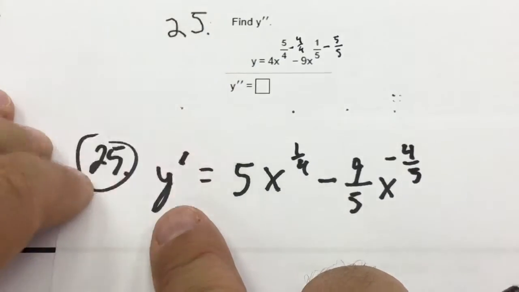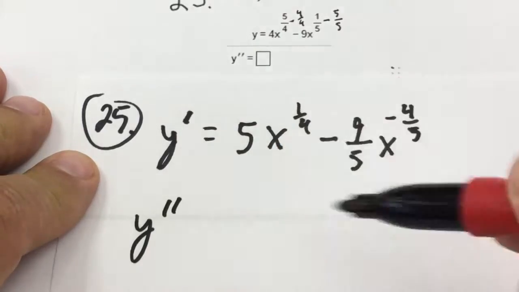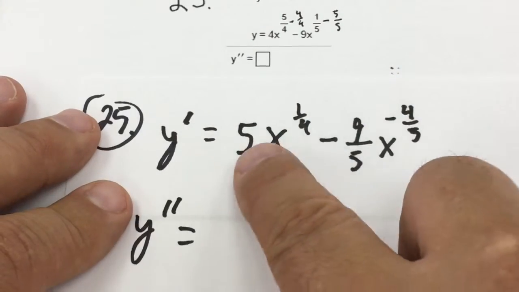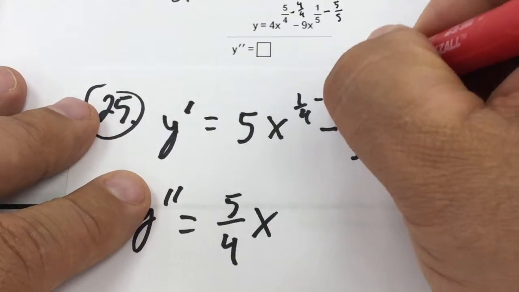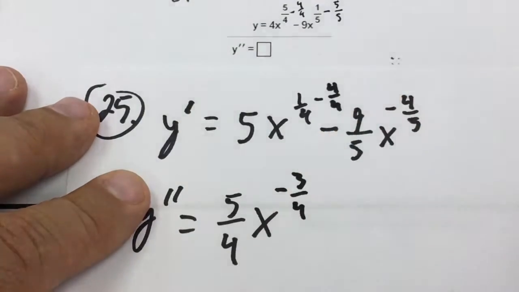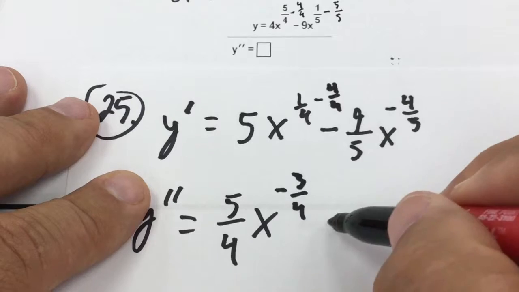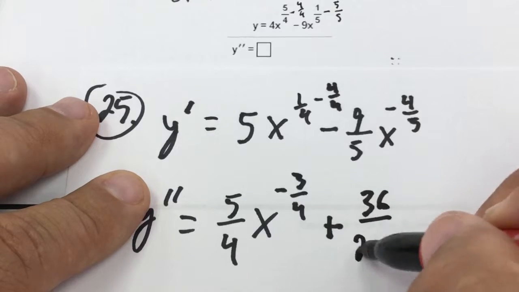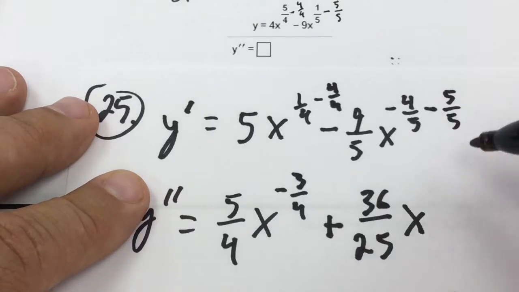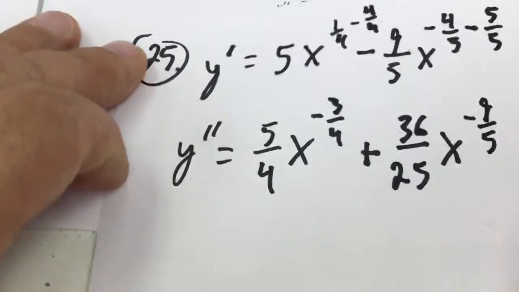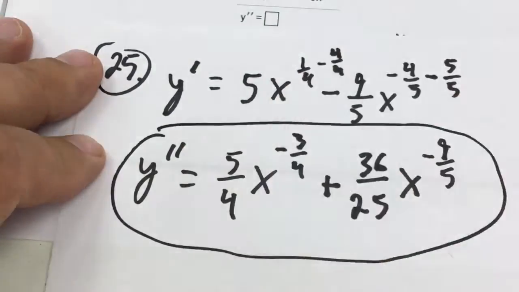They want me to take the second derivative. So I have 2 hash marks there. That means I take the second derivative. Well, the derivative of 5x to the 1/4, 5 times 1/4 is just 5/4, so nothing simplifies. x, don't forget I have to subtract 1, so that's going to be to the negative 3/4. Now, negative 4/5 times negative 9/5 is going to give me positive 36 over 25x. Come back and subtract 1, rewritten as 5 over 5. That's going to give me to the negative 9/5. So for 25, that's my second derivative.